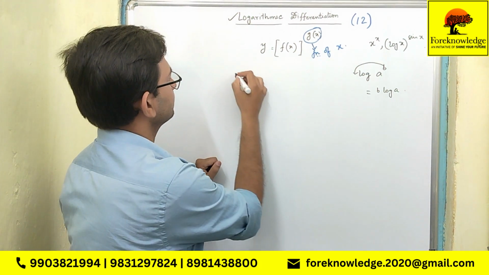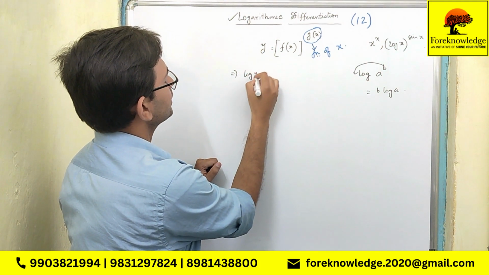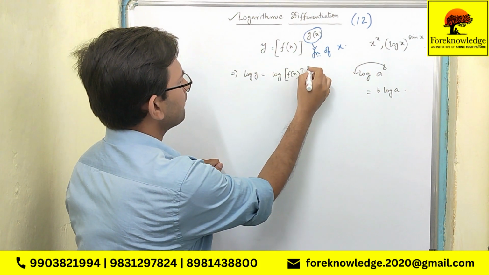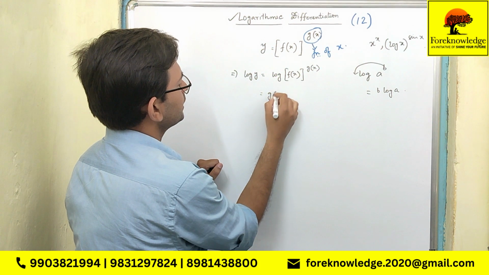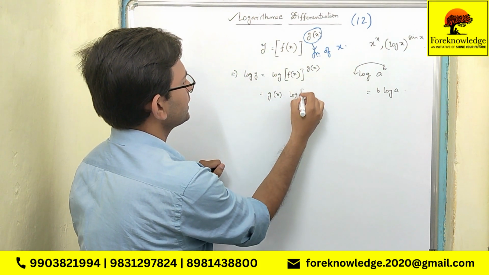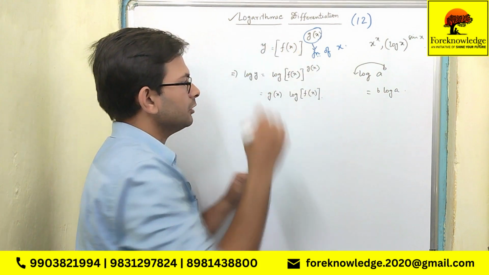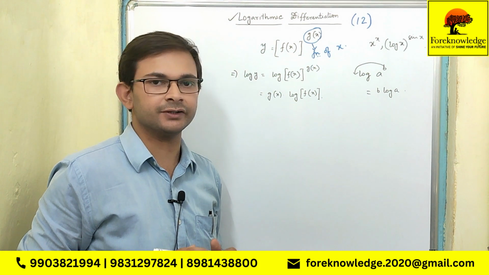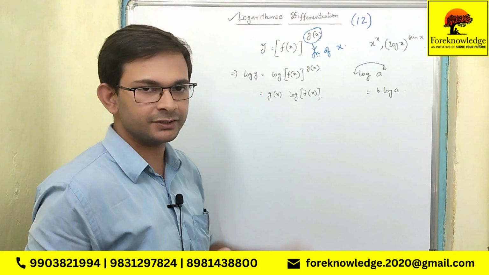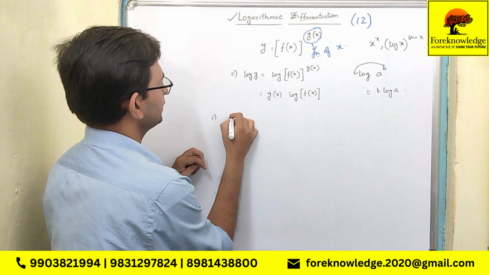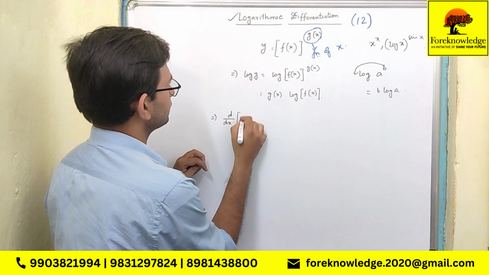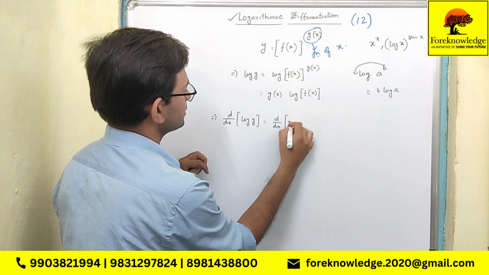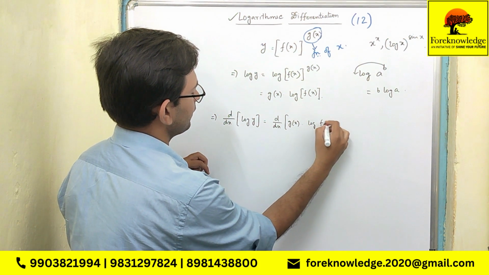Apply log on both sides. So log y is equal to log of f(x) to the power g(x). Why are we applying log here? So that g(x) comes first in the multiplication, and then we can apply the u into v rule for differentiation. Got it? Now apply differentiation on both sides. So d/dx of log y equals d/dx of g(x) into log of f(x).